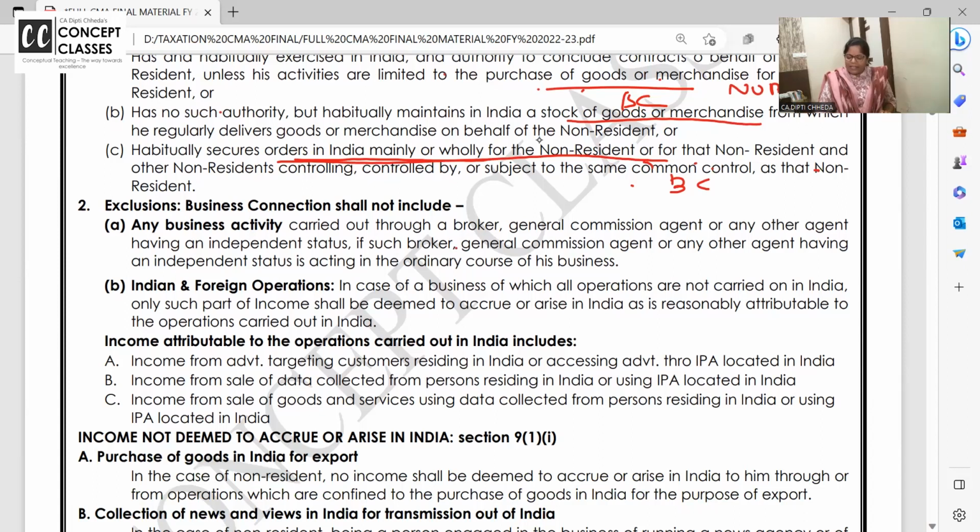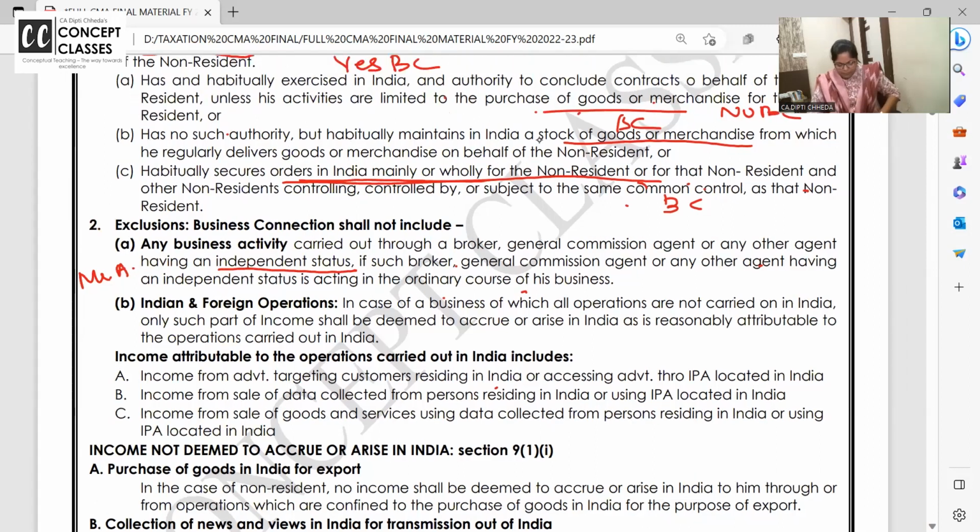A business activity carried out through a broker or commission agent having independent status. You are an NRI, working in India, in Mumbai, through agent Mr. A, but he is not your agent. He is an ordinary resident of Mumbai, and he works for 50 NRIs like you. So is the agent required to pay tax on all the income earned by 50 NRIs? No. The agent has independent status. He is not your sole agent. If such a broker or commission agent has independent status, then no problem.